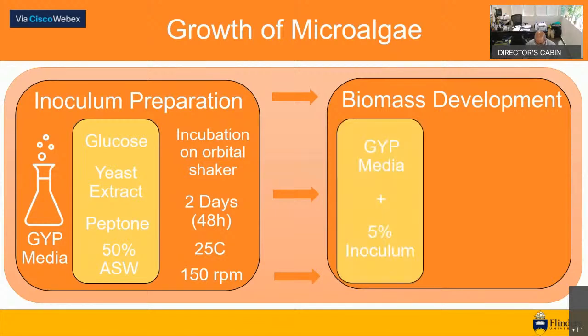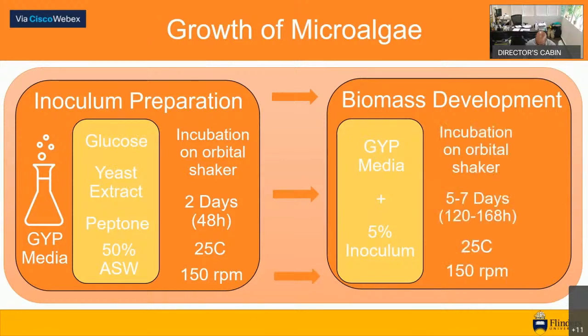After the 2-day period, we prepare the main culture using this inoculum. The main culture media is also a GYP medium, but with adjusted nutrient concentrations. We prepare this using 10 grams per litre of glucose and 1 gram per litre of both yeast extract and peptone, also dissolved in 50% artificial seawater. We inoculate this using our inoculum in a 5% concentration, which is the equivalent of about 50 ml of inoculum for 1 litre of medium. This is also incubated on an orbital shaker at 25 degrees and 150 rpm.